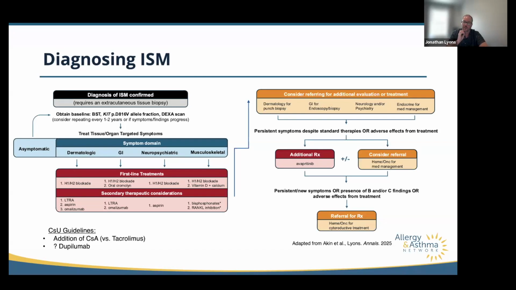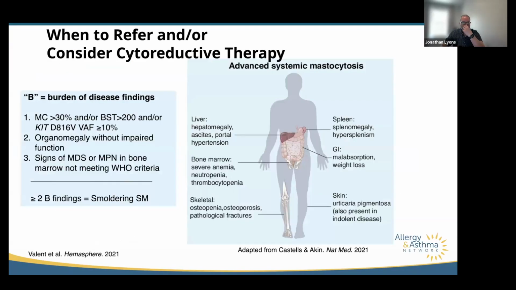This was just the yardstick that we published in the Annals recently, based on a cohort of expert opinion. So when do we consider referral or potentially cytoreductive therapy with tyrosine kinase inhibitors? Well, it's really patients who are having uncontrolled symptoms or disease, in particular B findings. And so these are patients who are tipping towards what we would call smoldering if you have 2 or greater of these B findings.